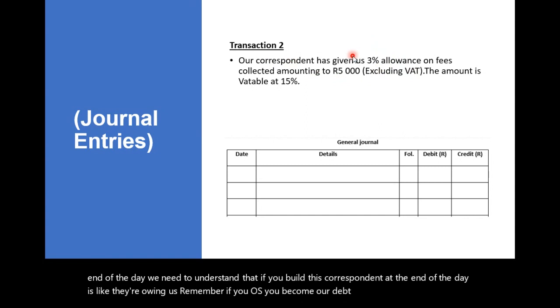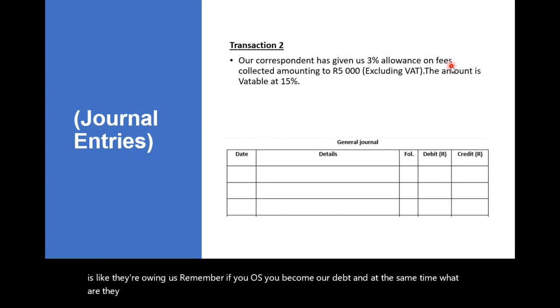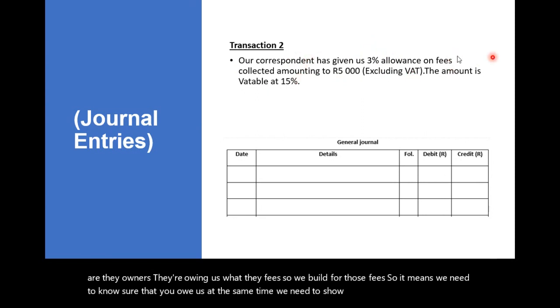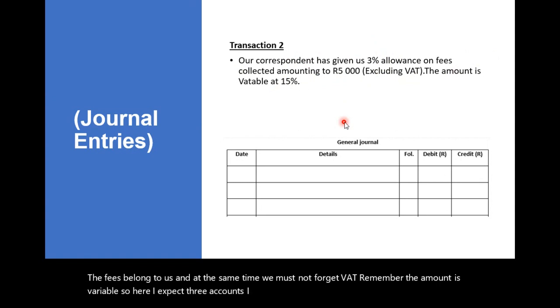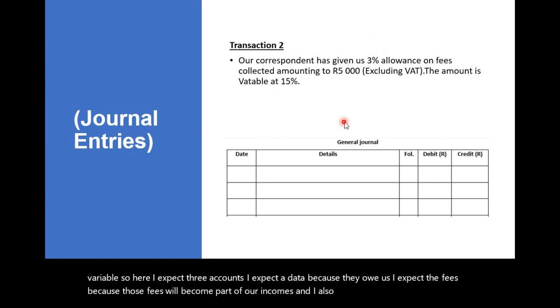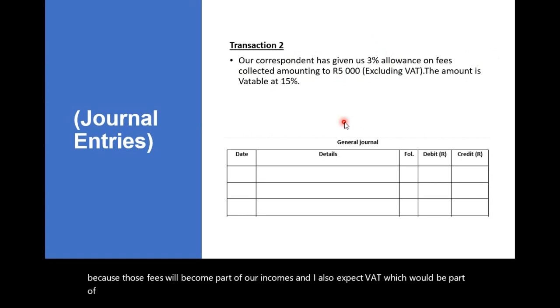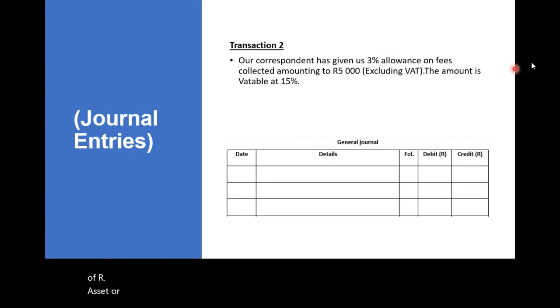And at the same time, what are they owing us? They are owing us the fees. So we billed for those fees. So it means we need to show that you owe us. At the same time, we need to show that the fees belong to us. And at the same time, we must not forget VAT. Remember, the amount is vatable. So here I expect 3 accounts. I expect a debtor because they owe us. I expect the fees because those fees will become part of our income. And I also expect VAT, which will be part of our assets or liabilities depending on the circumstances.